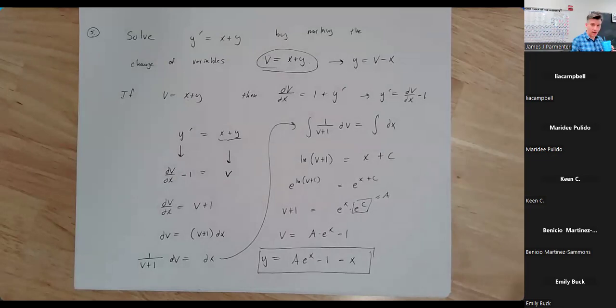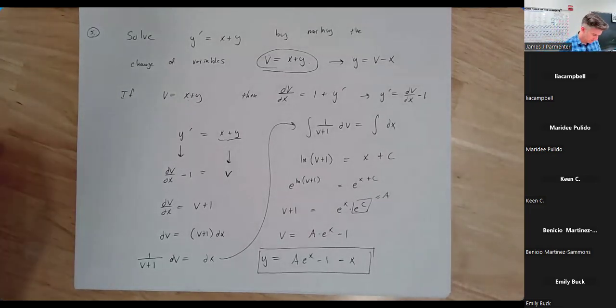I have a question. Yeah, go ahead. I might have missed it, but couldn't we also say that y prime is equal to v then? Or that y prime is equal to what? v? Y prime is x not, plus one. Oh, I see what you're saying.